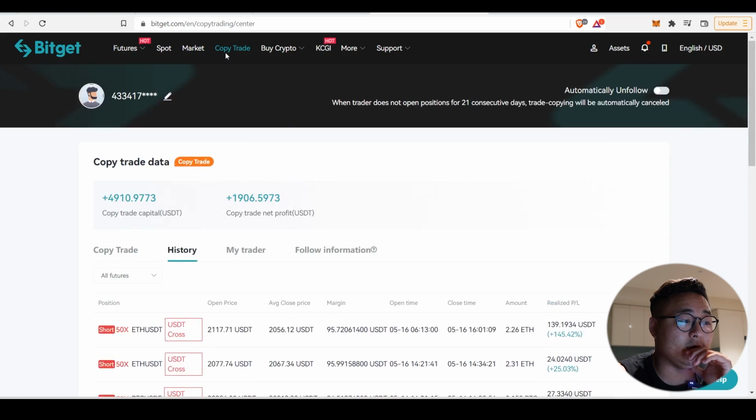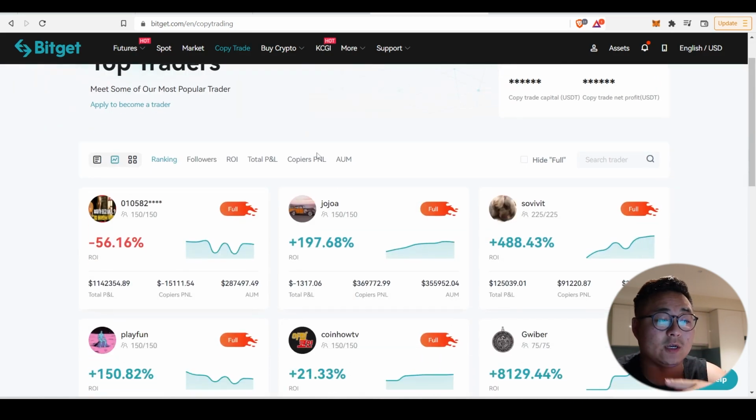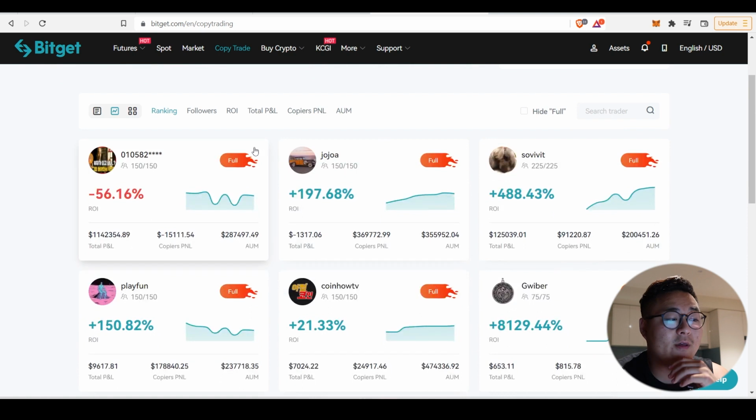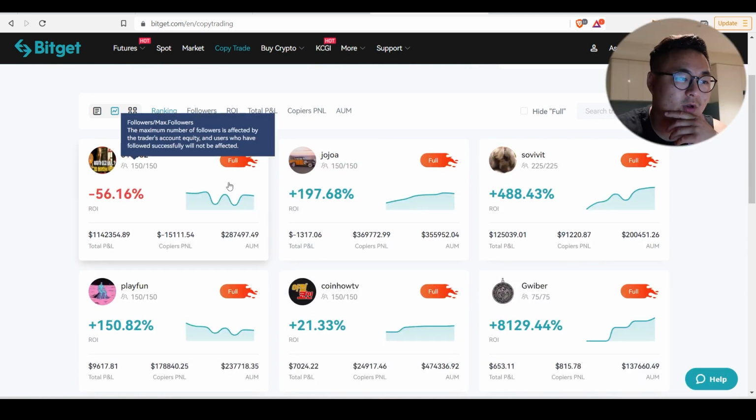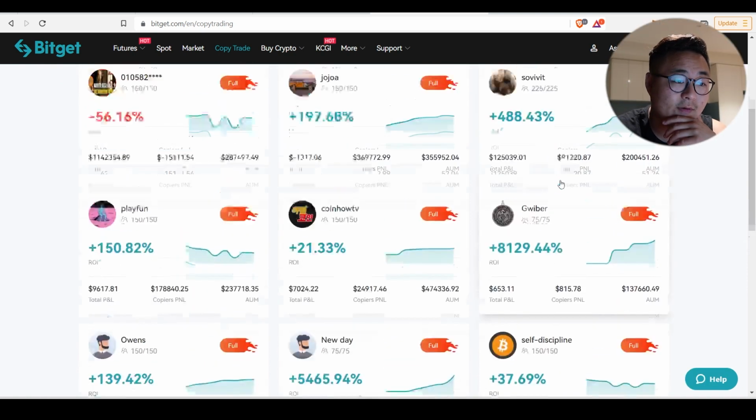So this is how it works. When you go into the copy trade, you'll see top traders. A lot of them, you'll notice, already have full slots: 150 out of 50, 150 out of 50, 225 out of 50.